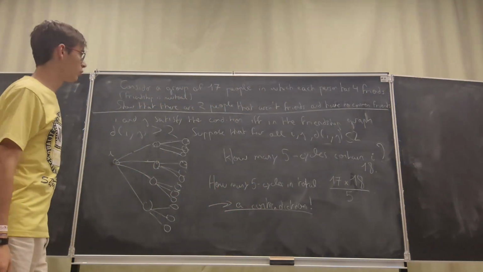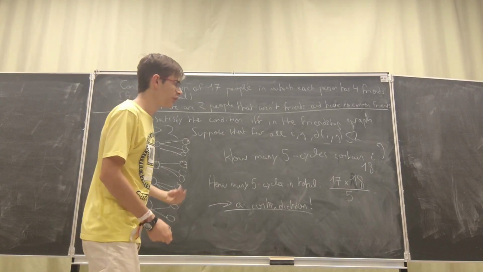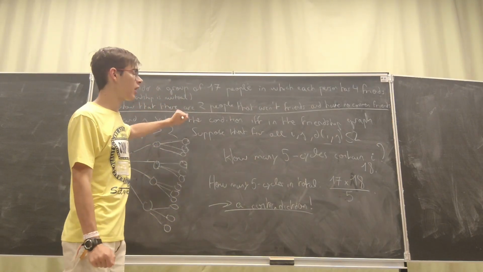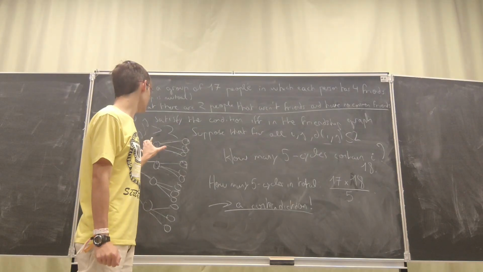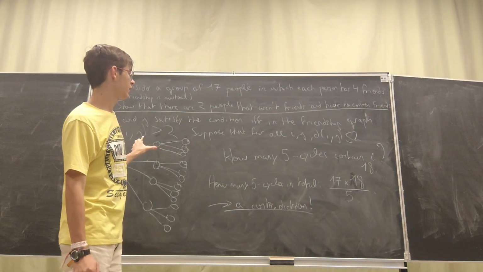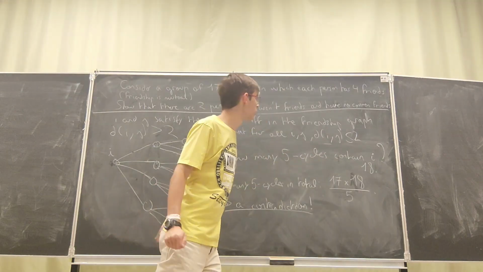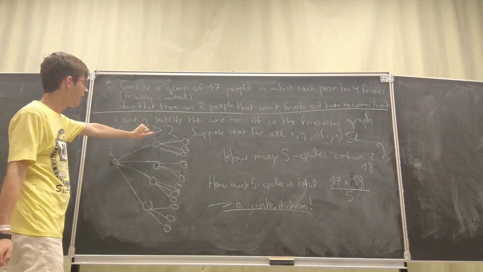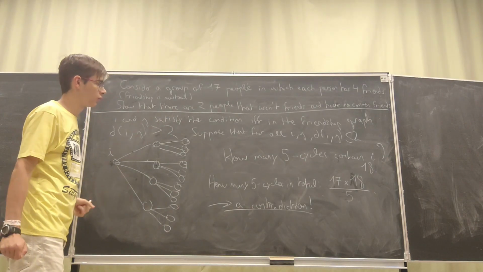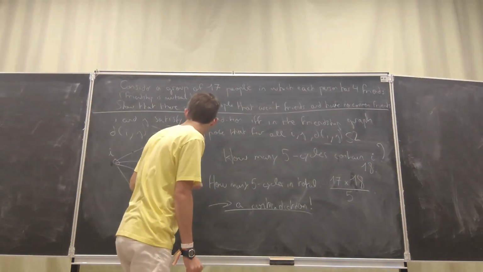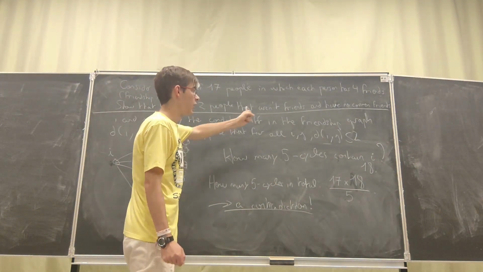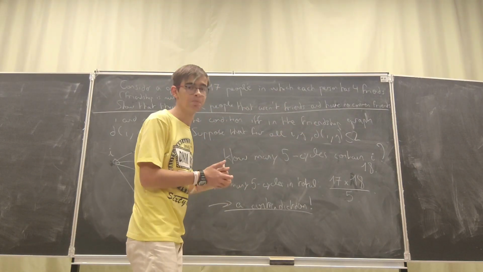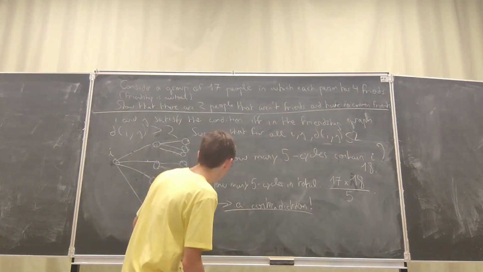So what does this mean? What had we supposed at the beginning? We had supposed that for any pair of people, their distance in the graph was at most 2. That means that there exist 2 people that are at distance strictly greater than 2 in the graph. And these 2 people, they aren't friends and they don't have any common friends. So we've solved the problem.